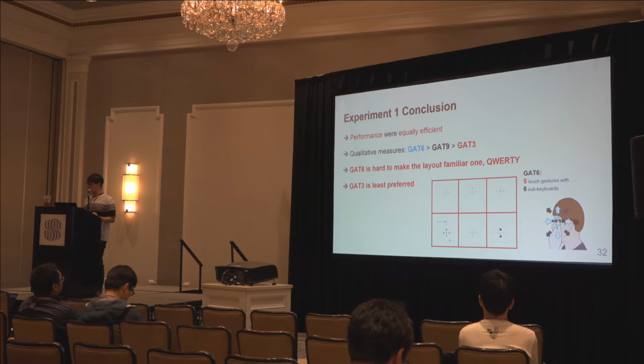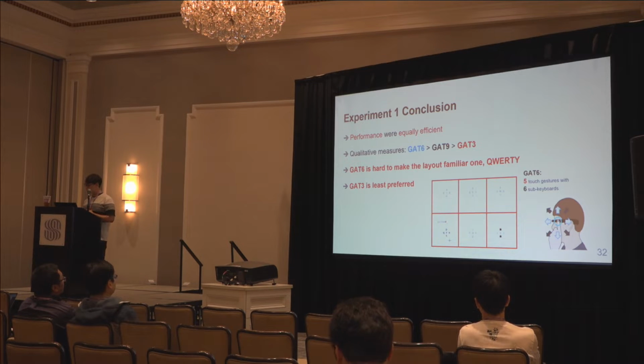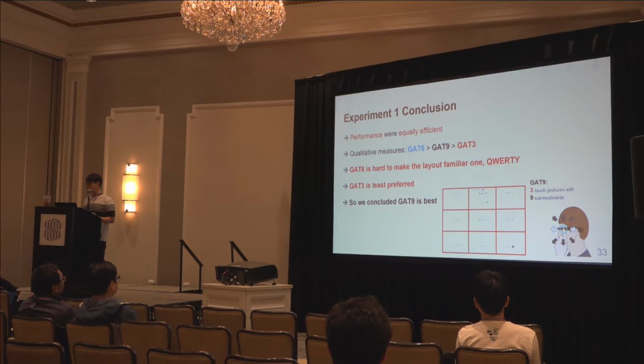As a conclusion of experiment 1, even if the performances were not different from each other, most of the qualitative measures indicate that GAT6 is best. But in this experiment, we placed the keys in alphabetic order because it is hard to make the GAT6 layout a familiar one, similar to the QWERTY layout. So considering that layout familiarity will affect usability, we didn't select GAT6 as the best one. Excluding GAT6, the second preferred option is GAT9, so we concluded GAT9 is best in this experiment.